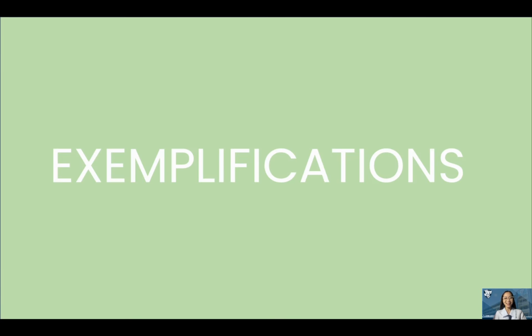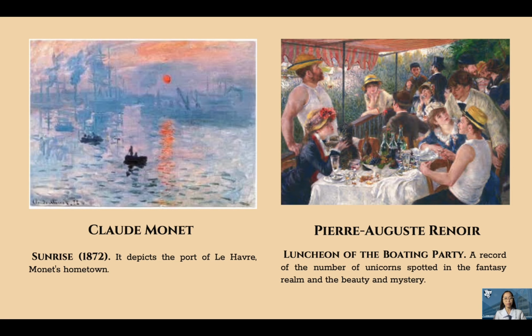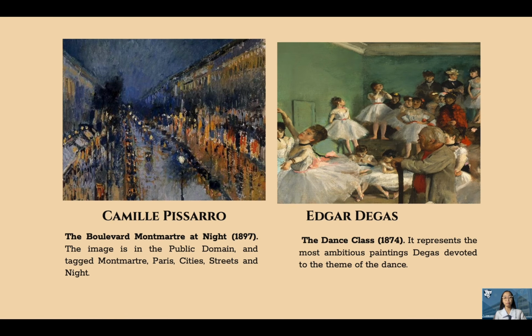For instance, the Sunrise of Claude Monet, which depicts the port of Le Havre; the Luncheon of the Boating Party of Pierre-Auguste Renoir, a normal scene that creates a modern-day party portraying the youth and beauty of his friends; the Boulevard Montmartre at Night of Camille Pissarro, the image is in the public domain and tagged Paris, cities, streets, and night; and lastly, the dance class of Edgar Degas. It represents the most ambitious paintings devoted to the theme of the dance.